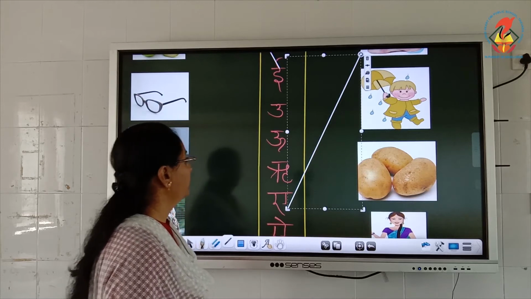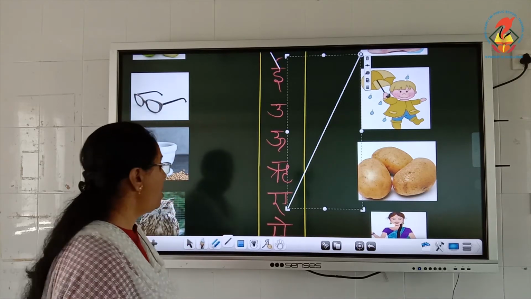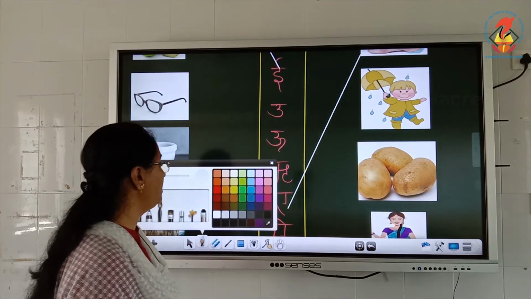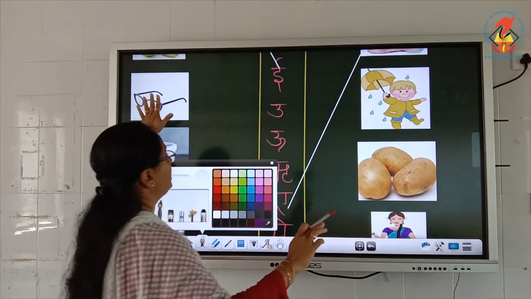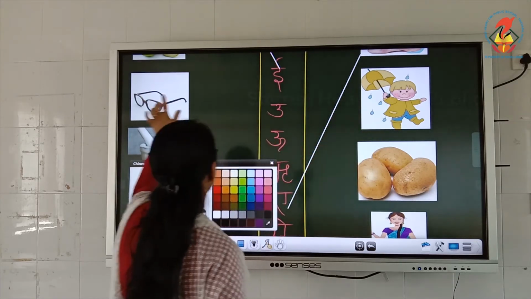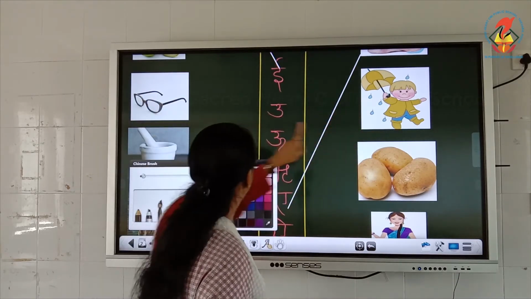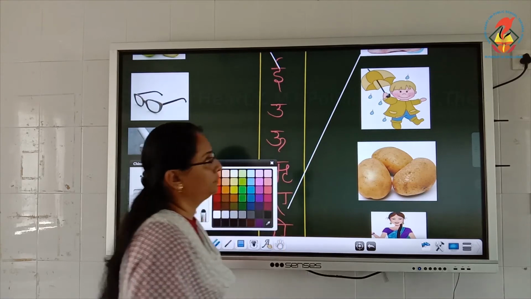A. AD. A. Now it is time to write the names of the pictures given here. Now we will write the names for these pictures. 1, 2, 3, 4.